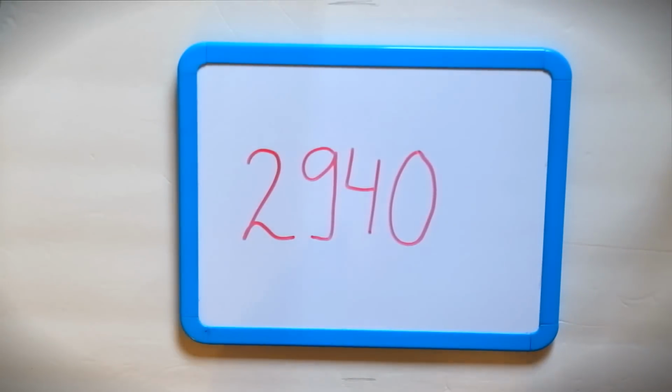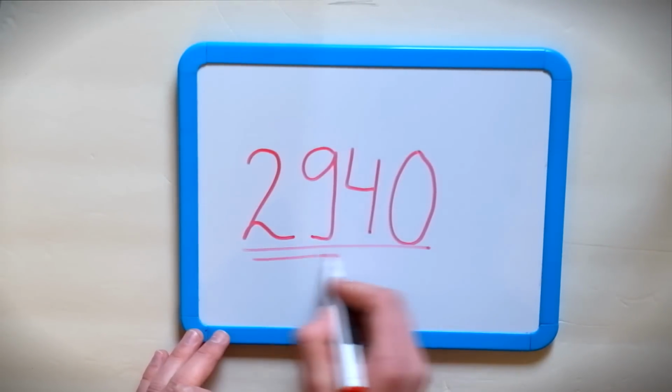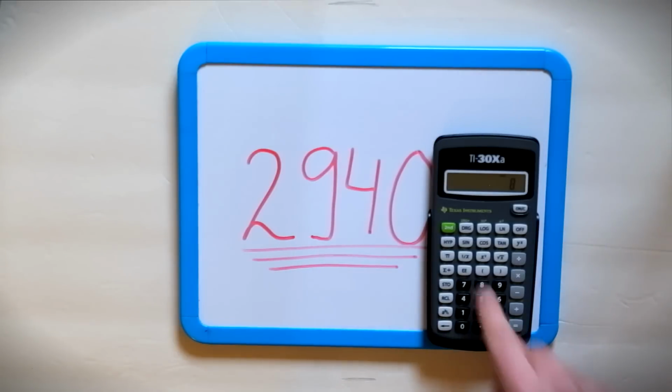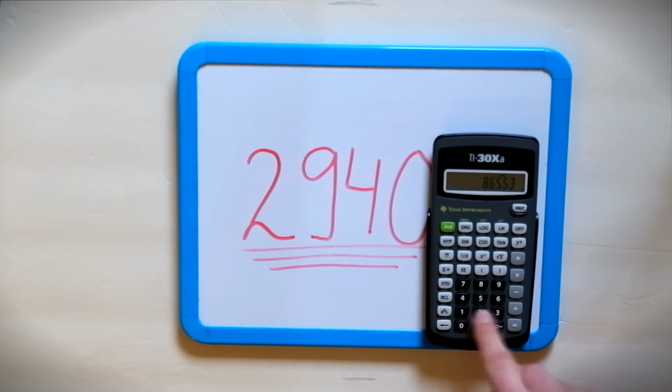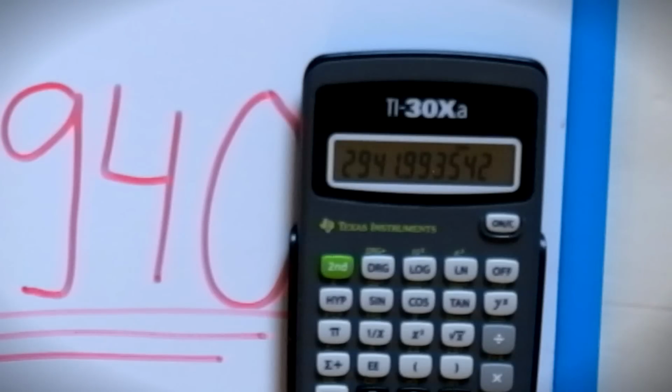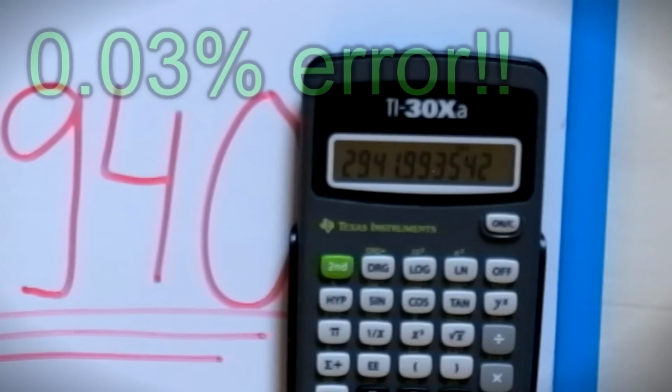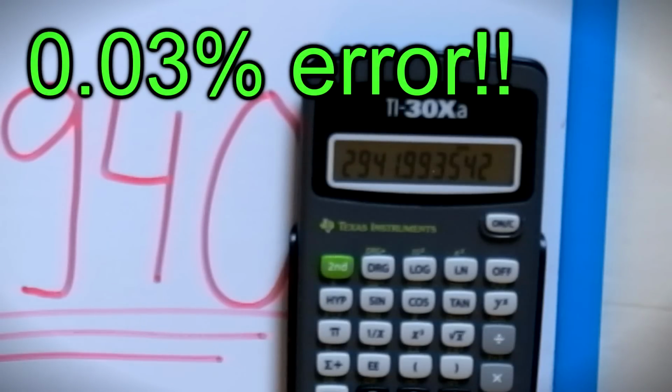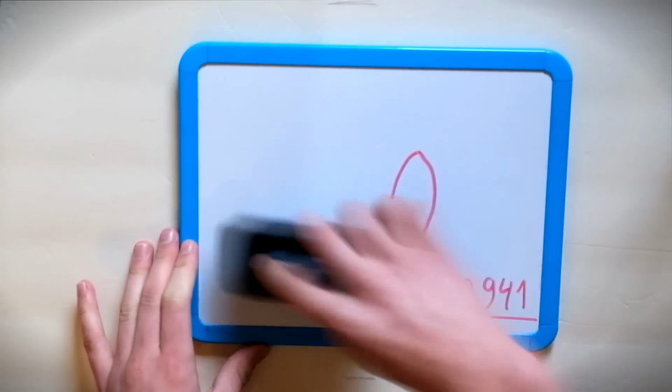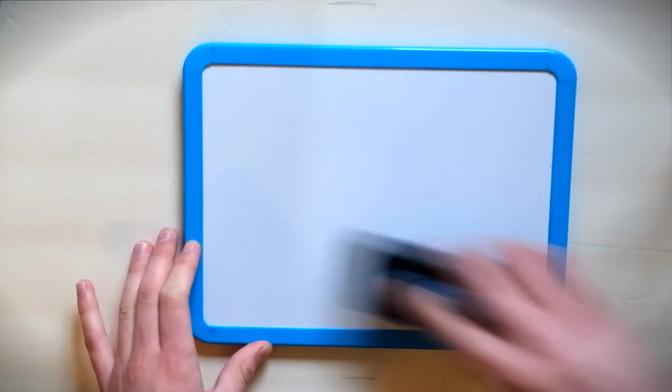So for our example, the final answer is 2940. Now let's quickly check the actual answer on the calculator. As you see, the actual answer is 2,941, so our approximation was just 1 off from the exact square root. Now, this is just a 0.03% error, and considering the fact that we're dealing with numbers in the millions, that's pretty good. Let's quickly run through another example.